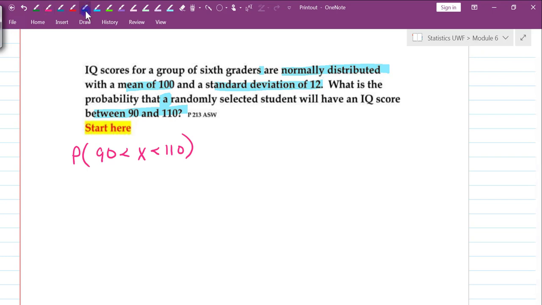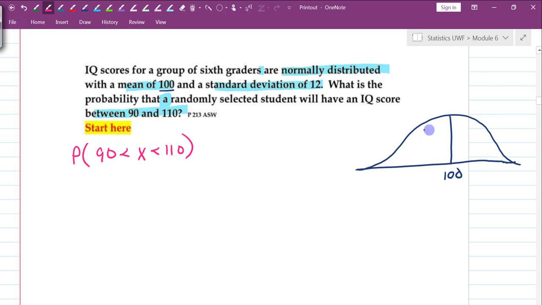Let's draw a picture that represents the problem we're being asked to solve. In the very center, we're going to put the mean, and we said that the mean was 100. On the same axes here, we're going to put 90, and we're going to put 110. And we're saying, what is the probability that we randomly select one student, just one, and their score on the IQ is between the value of 90 and 110. So this is a picture that represents the question being asked.